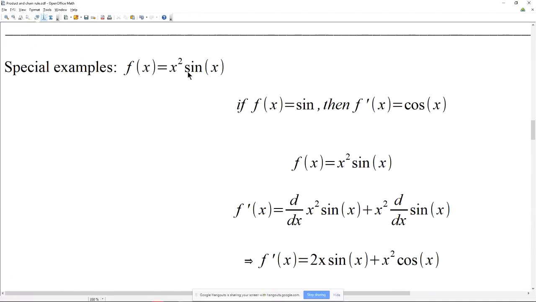Well, no, it wouldn't be just x. It would be 2x plus cosine x. Yeah, 2x plus cosine x. So addition's easy, right? We don't have to apply any special rules like this.